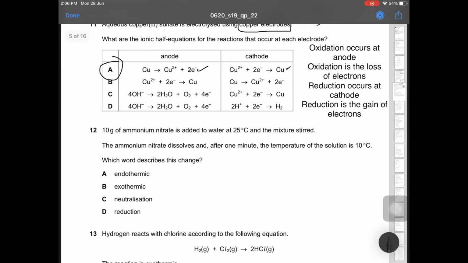So now for question number 12, look at the information. 10 grams of ammonium nitrate is added to water at 25 Celsius, and the mixture is stirred. And after 1 minute, the temperature of the solution is only 10 Celsius. So as you can see, this is a decrease in the surrounding temperature. From this, we can conclude that this is an endothermic reaction. That is because endothermic reactions normally cause the temperature of the surroundings to decrease because they take in energy.